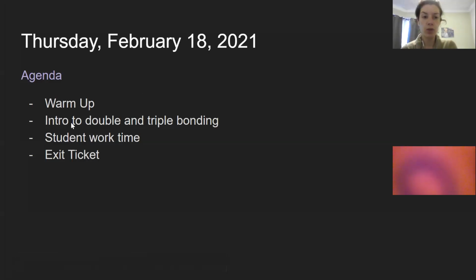We are going to first go over the warm-up together, and that is going to be our introduction to double and triple bonding. Technically, you watched 2 videos yesterday about double and triple bonding, so you've been exposed to this already, right? What I'm going to do is show you again, from my perspective, how to come up with double and triple bonds, and just show you how you can figure out that you need to do them, how to do them, et cetera, and then you will have some time to practice on your own.